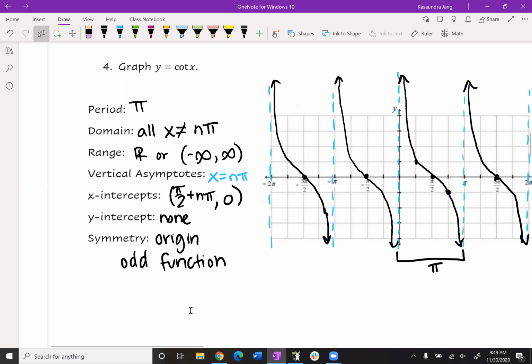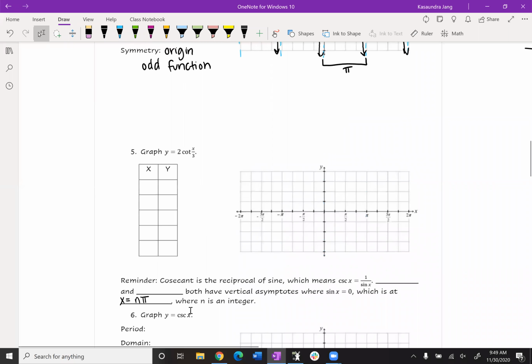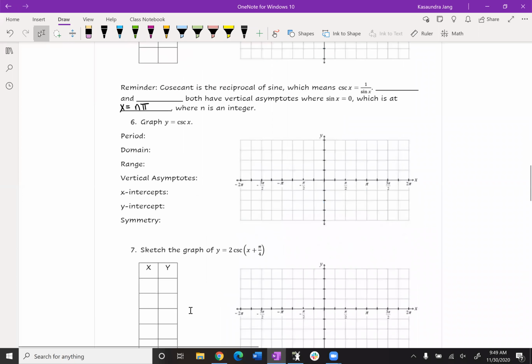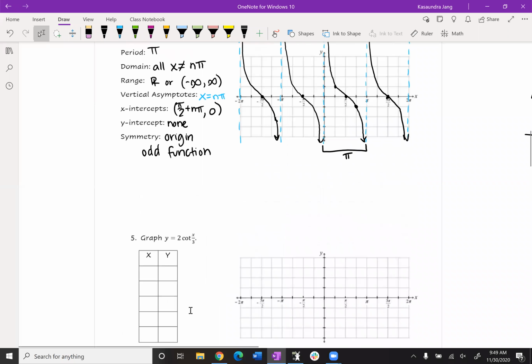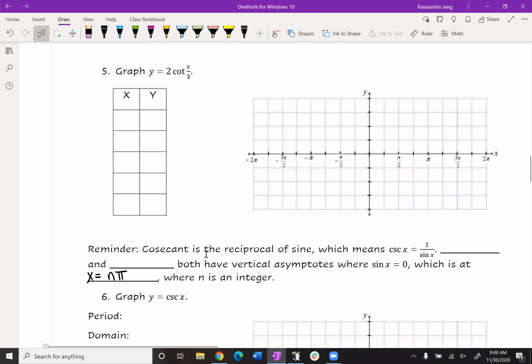How are we doing, guys? Tangent, cotangent, any questions? No, we're doing all right. Let's see, how far are we? All right, yeah, we're about halfway. I'm going to do one more and then we'll call it a day.